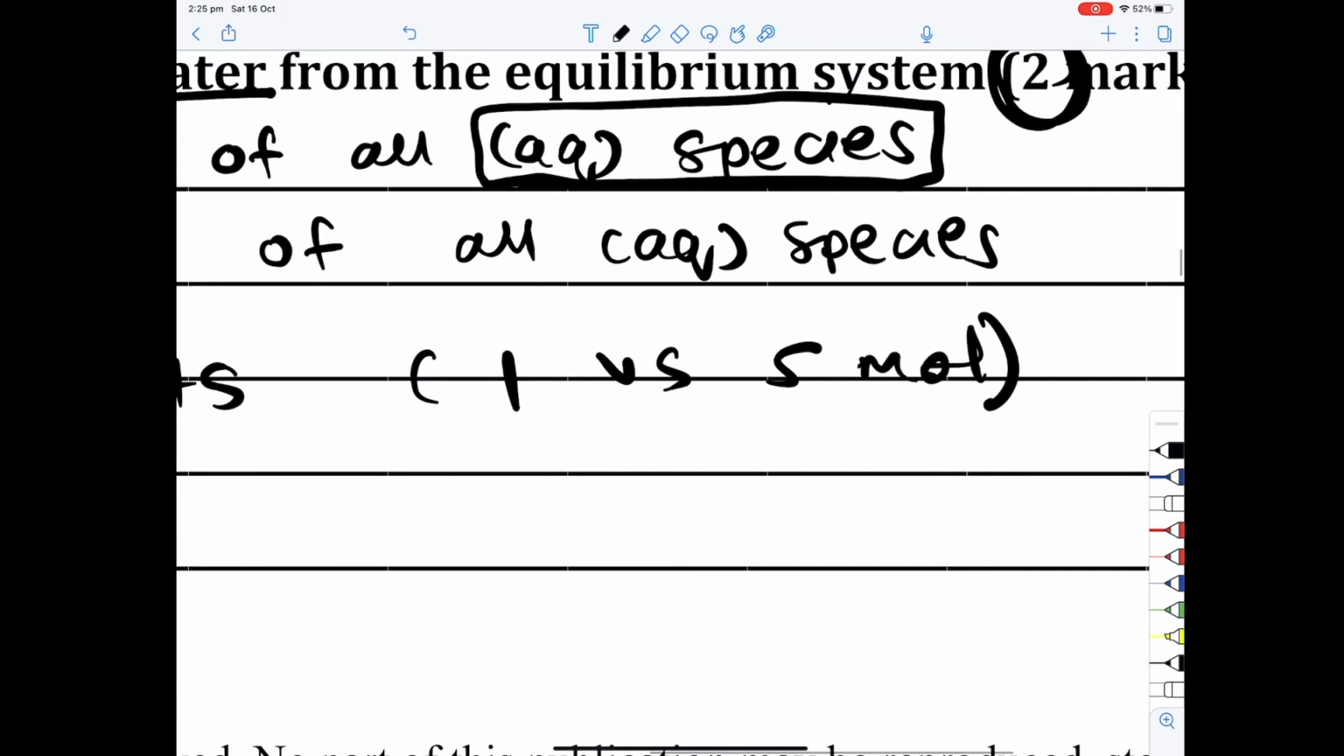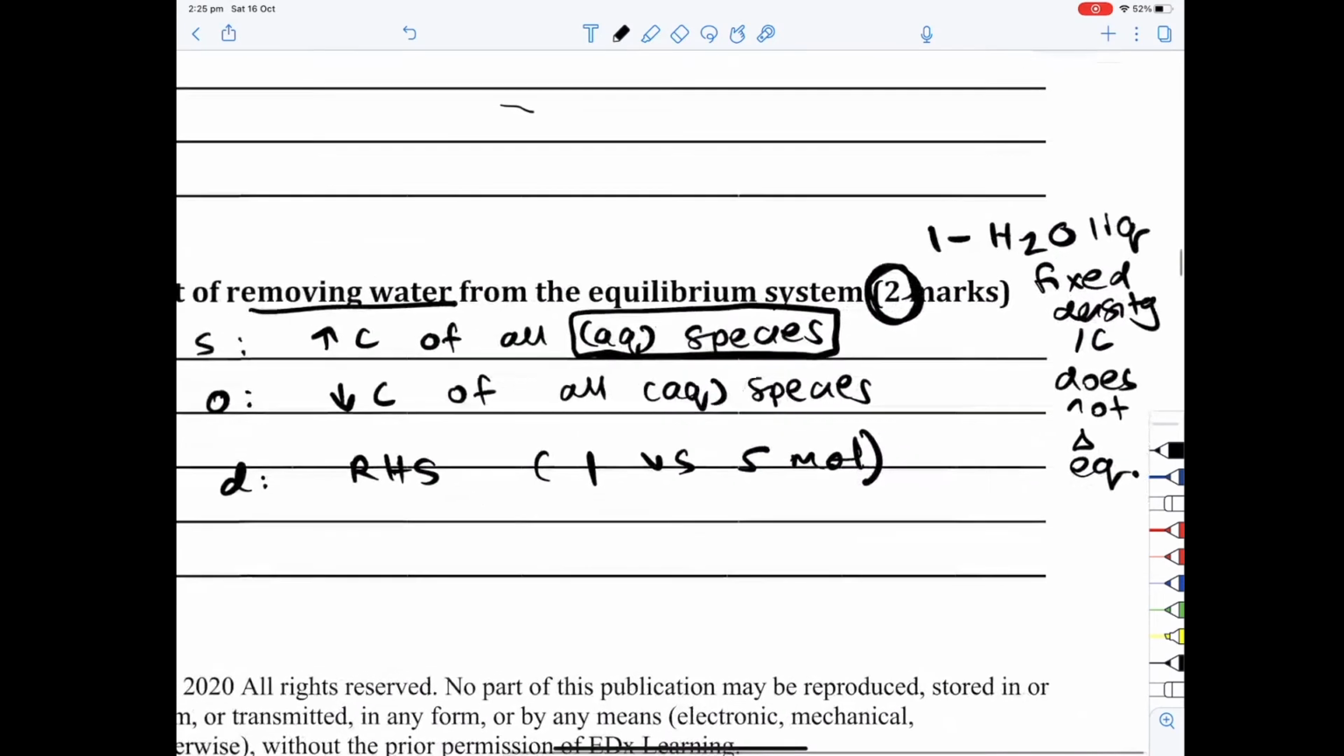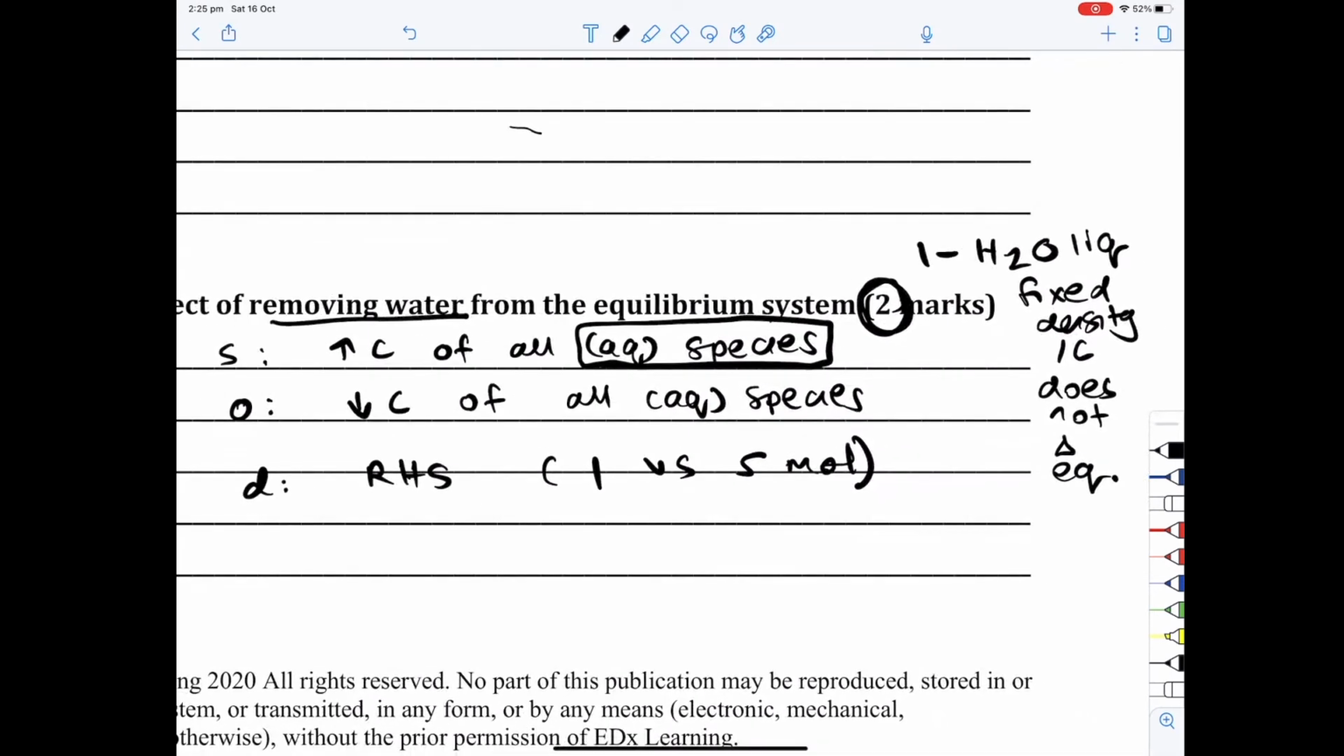What did I say for pressure? You need to state the number of gas moles on the left-hand side and on the right-hand side in your answer. Okay, so my answer would sound something like this, along these lines. I'll give you a bit of time to look at your answer and see how it stacks up. So I'd mention the removal of water will not directly affect equilibrium as the concentration/density is constant. However, the concentration of all aqueous species would increase.